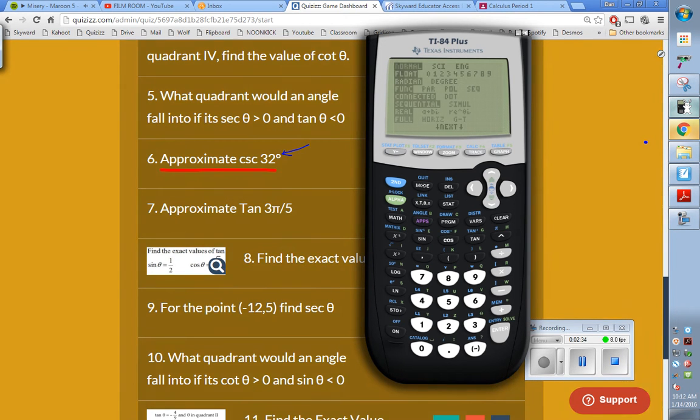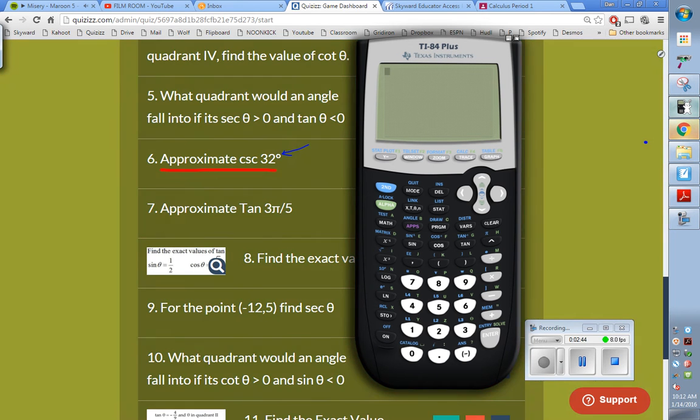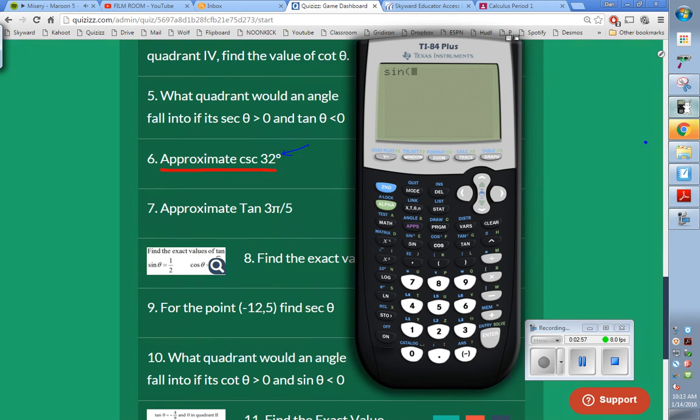So I'm going to hit my mode button first. Here's my mode button. I'm going to be in degrees, so I go down to degrees, hit enter, and then clear out of that screen to get back to regular. Do I have a cosecant button, Harrison? No. If I don't have a cosecant button, which button do we have? Sine, cosine, or tangent? Which one's going to go with cosecant? Sine. Cosecant goes with sine. So I'm going to hit sine of 32 and hit enter.